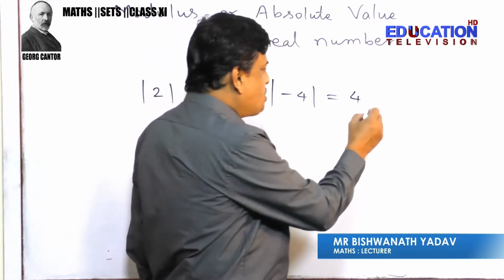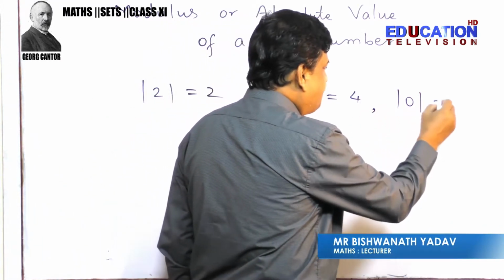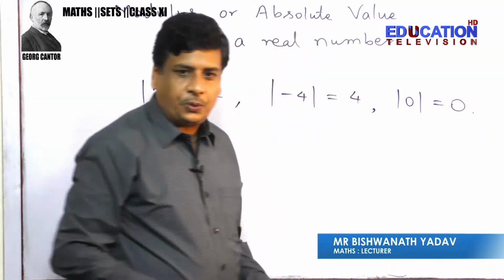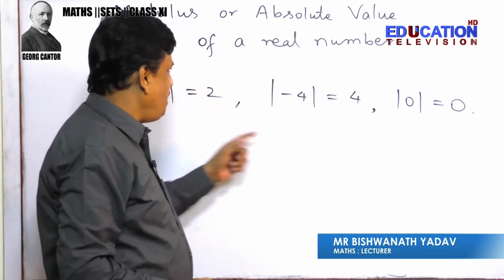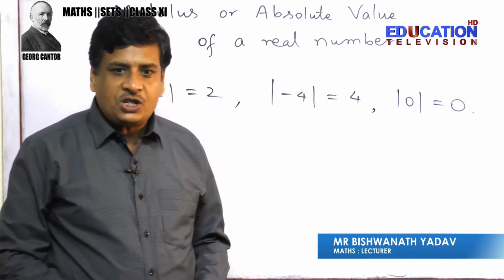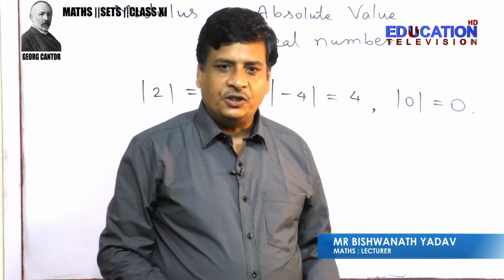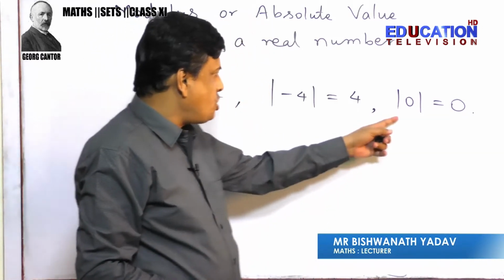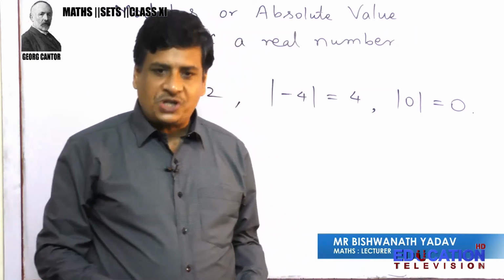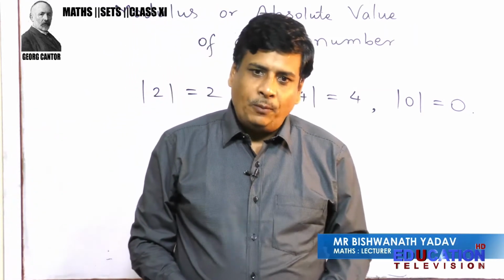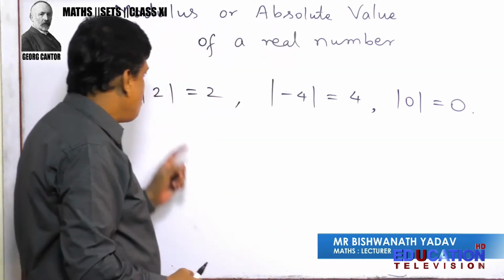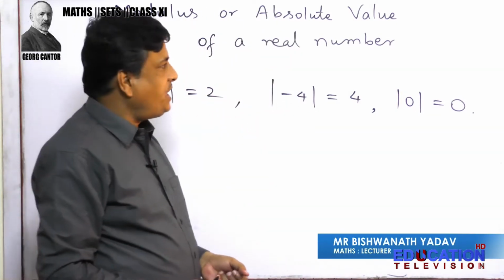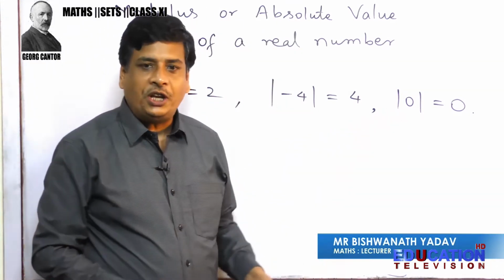If we take modulus of 0, it is equal to 0. So कुनै पनि रियल नंबर को मोडुलस लेख्दा नेगेटिभ नंबर हुँदैन. Modulus of a real number is always non-negative. Modulus of 0 is 0, and 0 is not positive. So we should say modulus of a real number is always a non-negative real number. While finding the modulus, we get a non-negative real number every time.